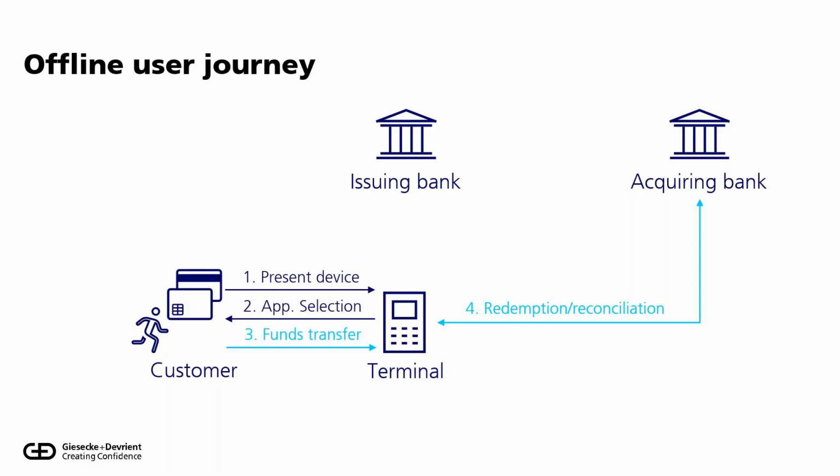Now you might be wondering, where's the issuing bank in this scenario? The issuing bank is not really involved here at all, except for step 0. So obviously the customer has to top up the wallet before. So the user needs to get the money from somewhere, and then the transfer happens directly between customer and merchant, and there's no communication here at all between issuing bank and acquiring bank.